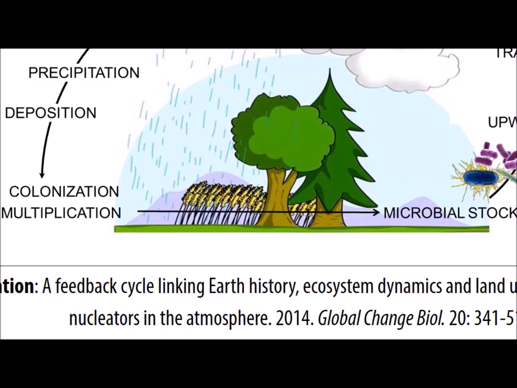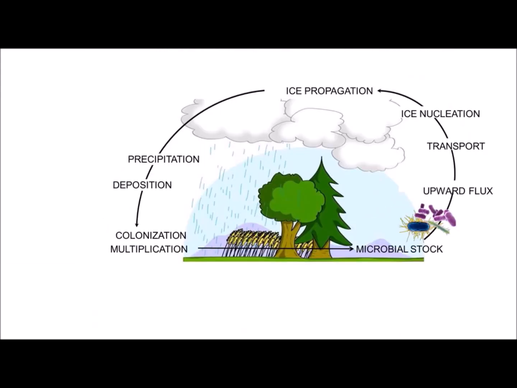This feedback cycle has been called bioprecipitation. In this cycle, microorganisms are lifted into the atmosphere, they incite rainfall through their ice nucleation activity, and are deposited back to the ground with rainfall. There is accumulating empirical support for bioprecipitation.